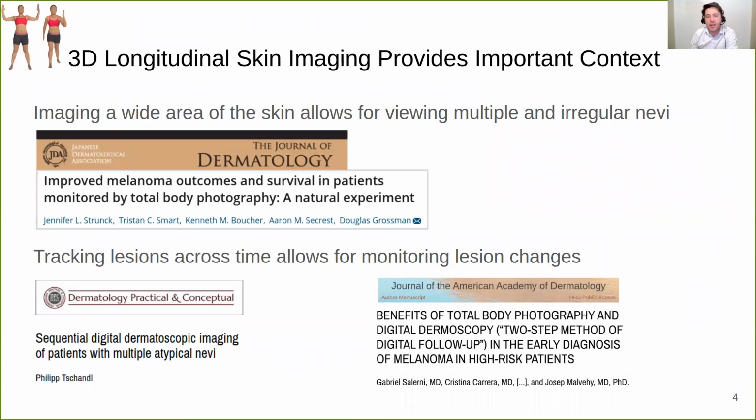However, the 3D aspect provides some important context. So for example, if we're imaging a wide area of the skin, we can view multiple or irregular nevi. And there's some evidence that this helps with patient outcomes, as well as if we want to track lesions over time, we can then monitor changes to the lesion. And this might be helpful for early melanoma detection.